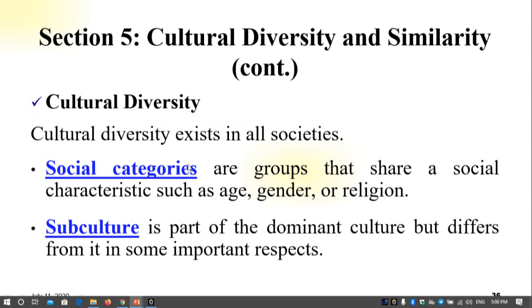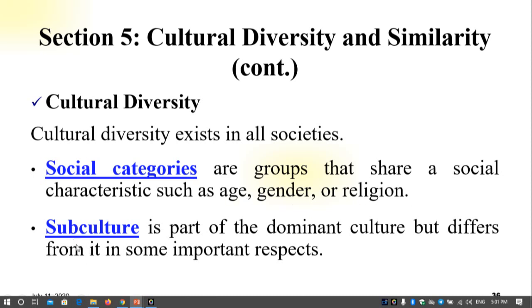Social category: a grouping of persons who share a social characteristic. Social categories are groups that share a social characteristic such as age, gender, or religion. They are always present in all the countries in the world.